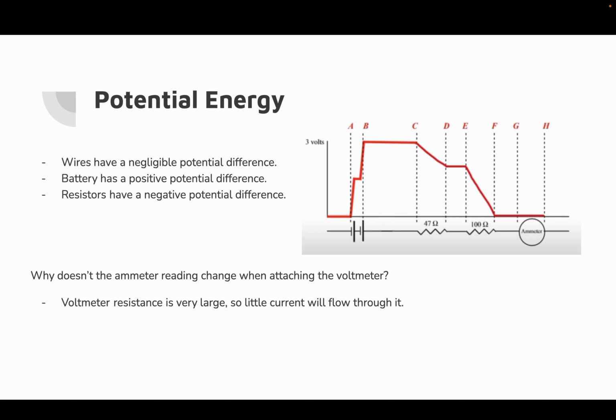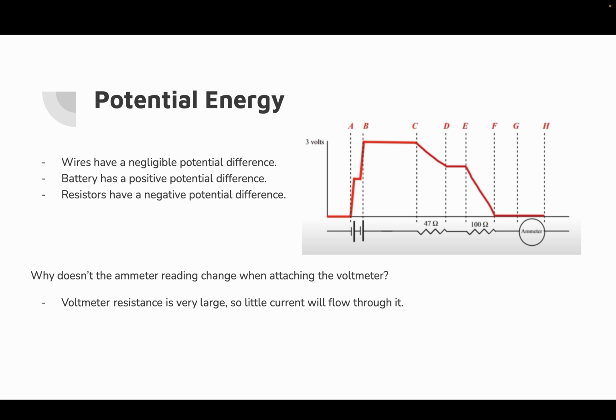Next, we want to analyze the potential energy throughout the circuit. As mentioned before, wires have negligible potential difference, which is why the graph remains constant throughout these points. Between points A and B, the potential energy raised to 3 volts. Between points CD and EF, the potential energy drops back down and eventually reaches 0 once it makes a round trip.